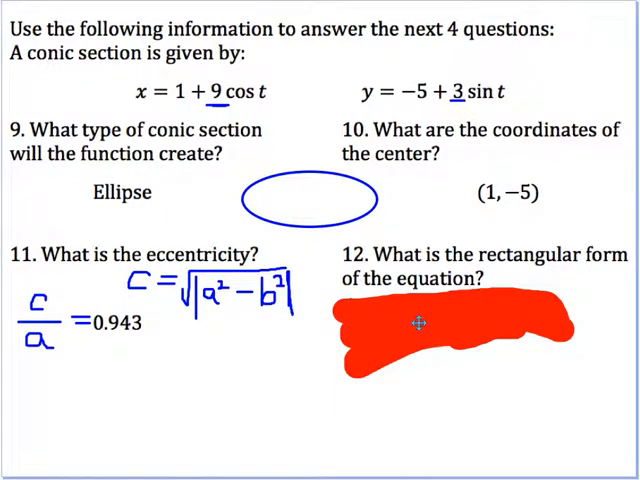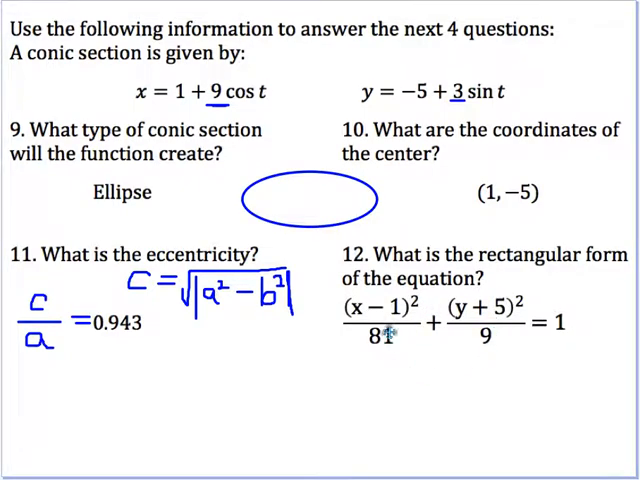All right, what's the rectangular equation? I'm just going to uncover it for you. Should be pretty easy. When you're doing the rectangular equations, that's when you're going to switch the signs here. The +1 becomes a -1. The -5 becomes a +5. 3, make sure you square it to get 9, and 9 squares to get 81.